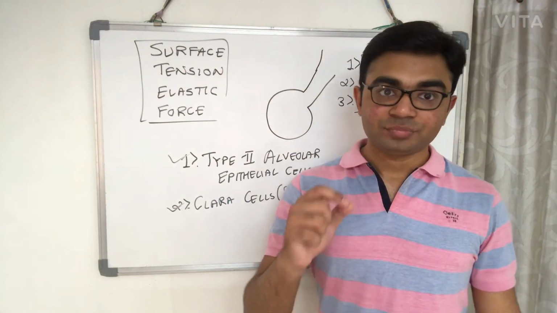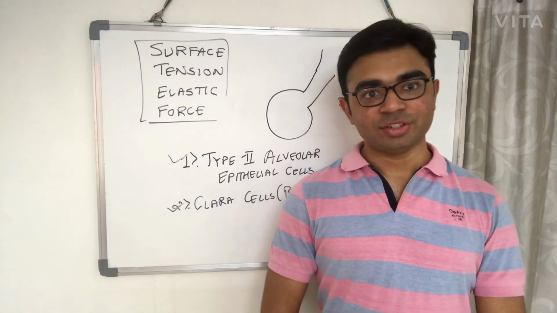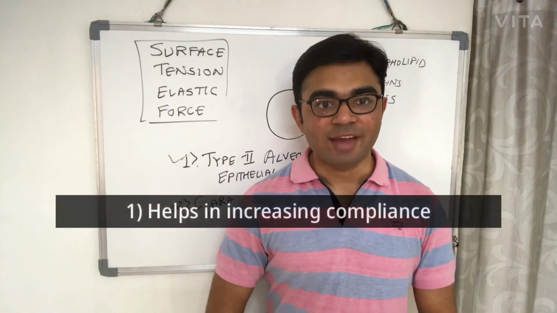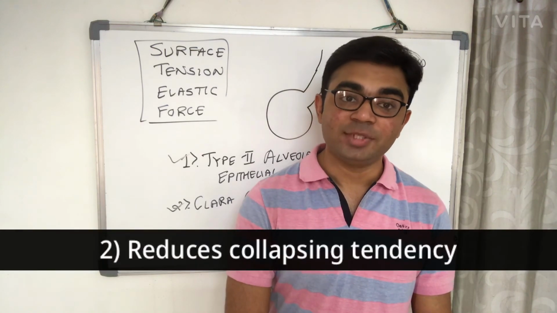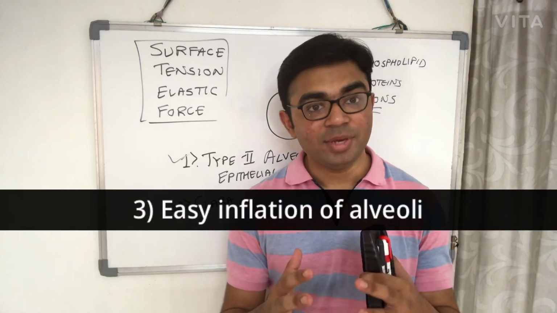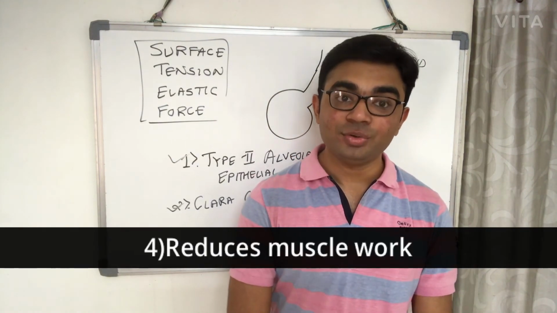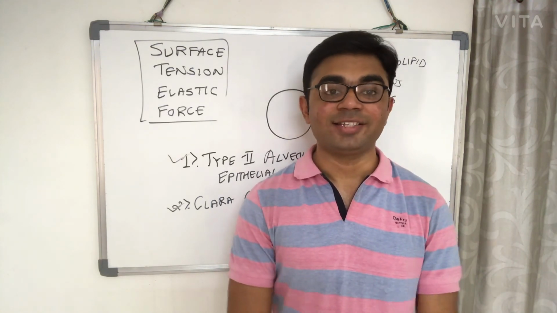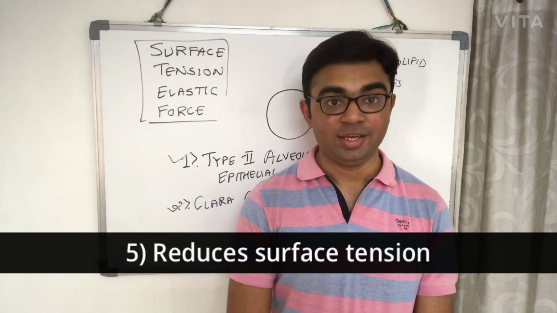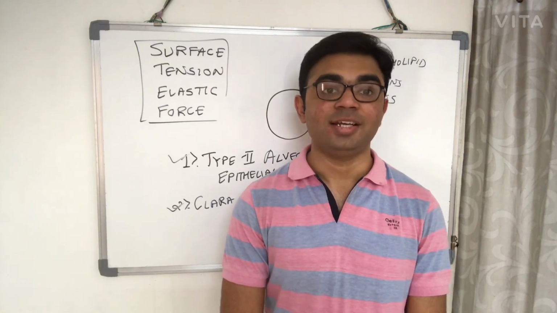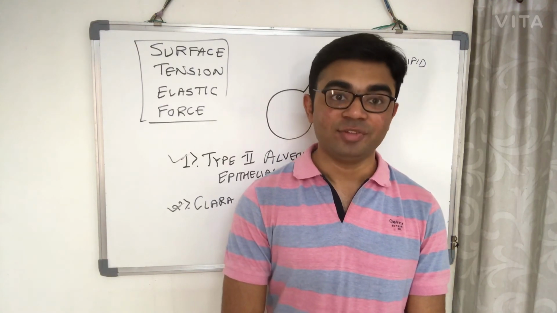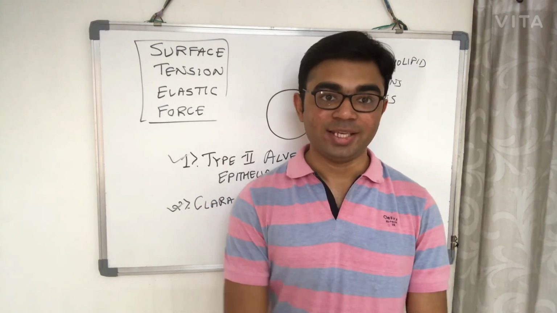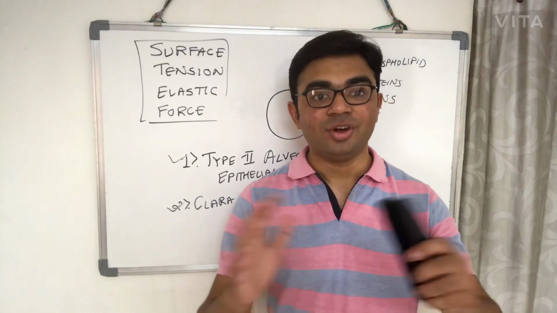Now coming to the functions of the surfactant. What are the functions of surfactant? The first function that I have already explained is that it helps in increasing the compliance of the thoracic cavity. Second function, it reduces the collapsing tendency. Third function, the alveoli can be easily inflated. For this, it reduces the muscle work and also reduces the work of breathing. And the most important thing is that it reduces the surface tension in the alveoli. Because if the surface tension is increased, there is a high tendency of collapsing of the lung. Because of the surfactant, we are able to reduce it, and we can easily inflate, and deflation is also possible. So that was all about the surfactant.